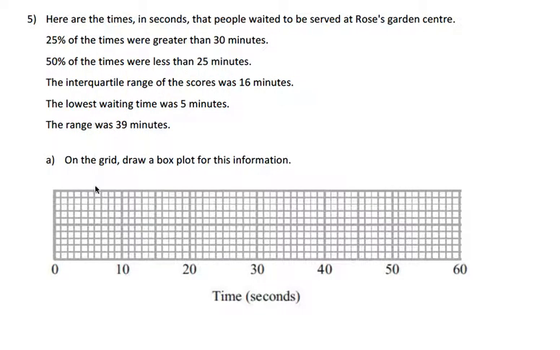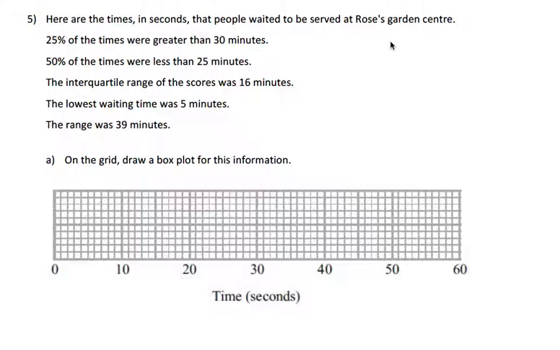Q5 is a box plot question. We're given information about the waiting time in seconds that people waited to be served at a garden centre and asked to plot the box plot for the information. Now normally, the information they would give you for a box plot is exactly the information you'd need.